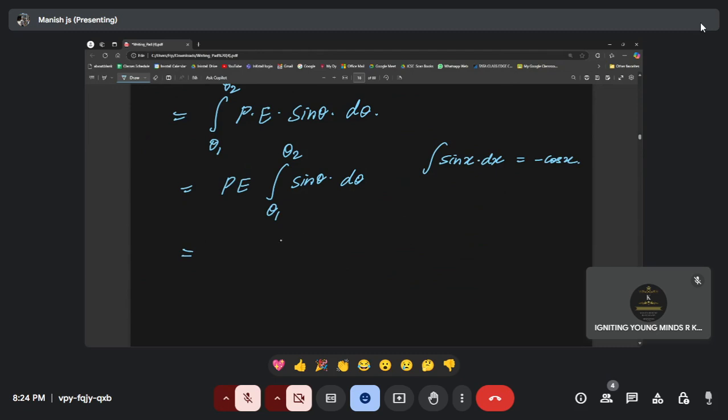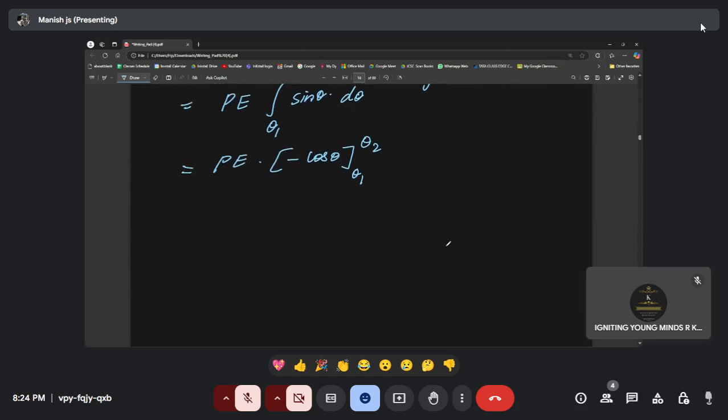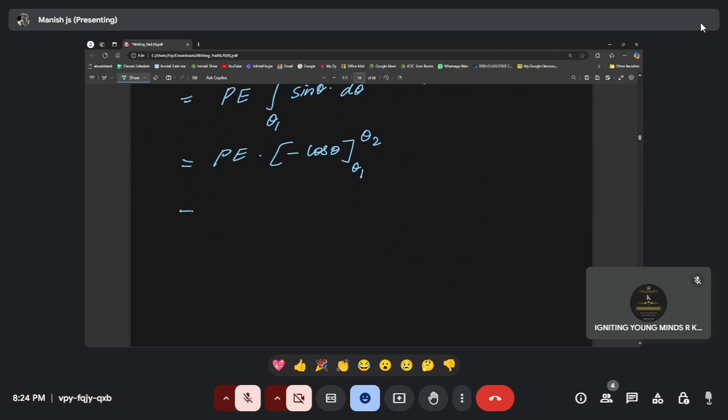So here we write P into E into the integration of sine theta d theta, which is minus cos theta. Now I am applying the limits, theta 1 to theta 2. This negative sign I can also take out. So in fact I can write it as minus P into E, open the bracket, and substitute the limits.